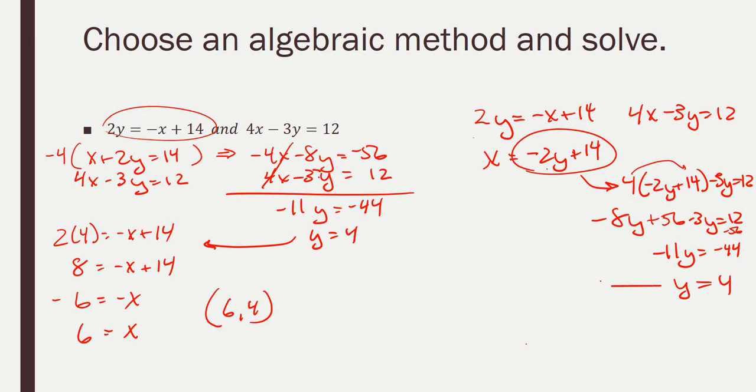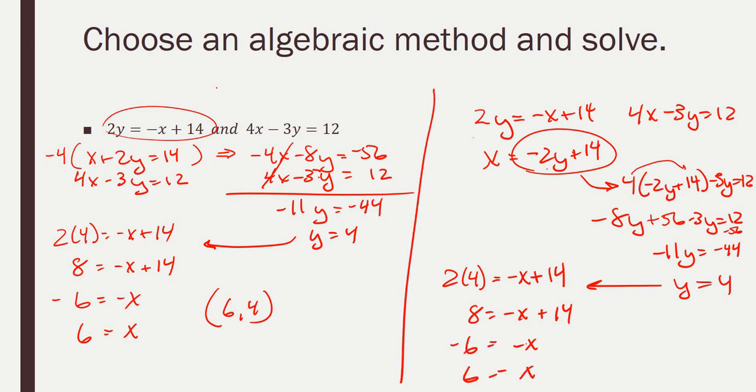Y equals 4. Substituting it back over into this equation, 2 times 4 equals negative x plus 14. You can see I'm doing the same work I did at the end of the other problem. So 8 equals negative x plus 14. Negative x equals negative 6, and x equals 6. So again, elimination on this side, substitution on this side, and that's it for the video.